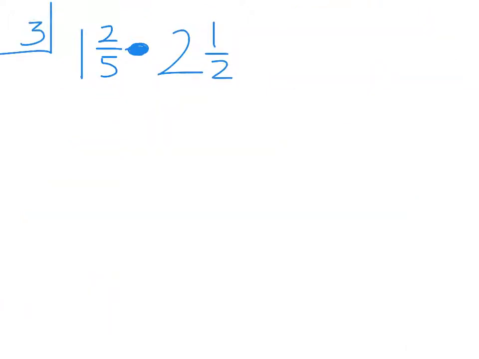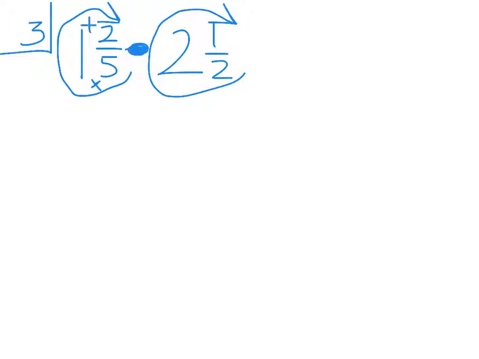Example 3 says find 1 2/5 times 2 1/2. Write the product in simplest form. So again, we're going to leave this in fraction form, but what we've got to do is our C method. We've got to change these into improper fractions, right? So we've got 1 times 5, which is 5, and then we're adding 2, which is 7, and then we're dividing by the bottom number 5, putting that on the bottom of the fraction.